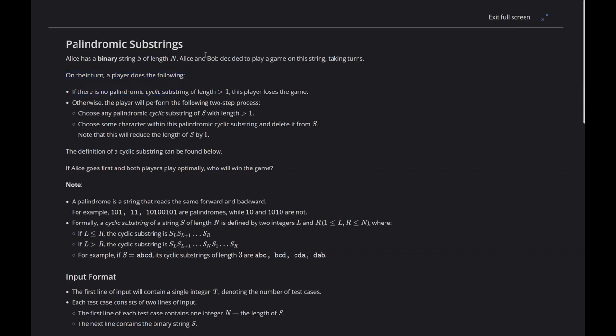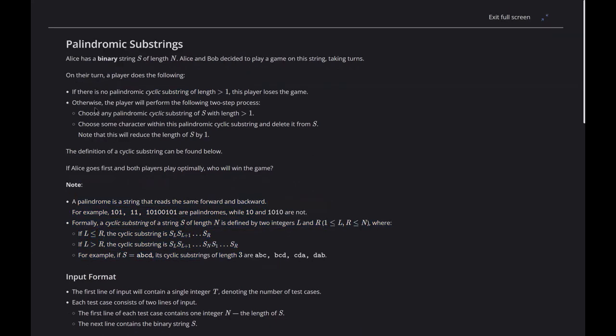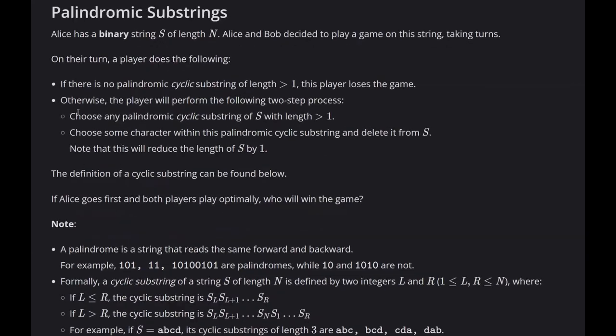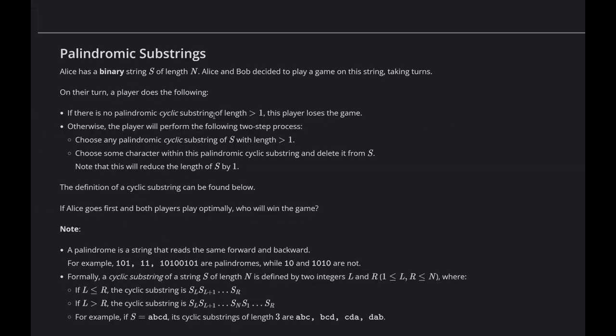Bob and Alice are playing a game and they will take alternate turns. On their turn, a player will have to choose a palindromic cyclic substring of length greater than 1. Now, what is this palindromic cyclic substring? This is something they have not told here. They have told it here. We will see it. So just see, the very first step is to choose a palindromic cyclic substring. We will have some condition for that. And in case the player cannot choose it, then the player will lose.